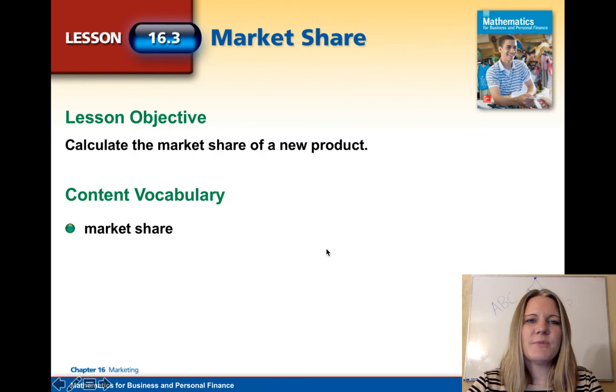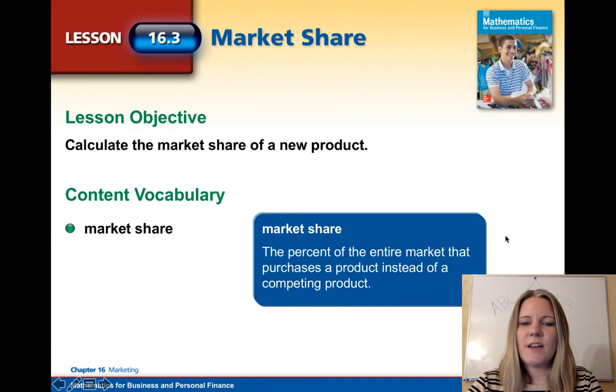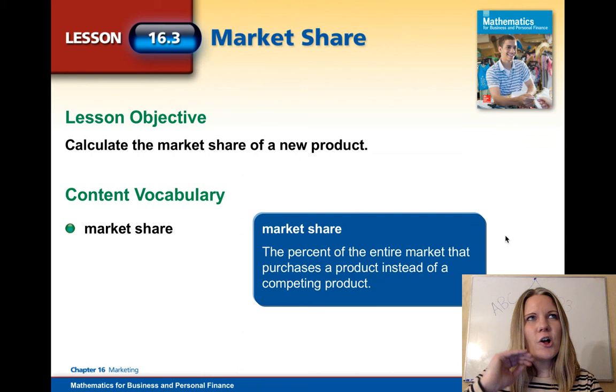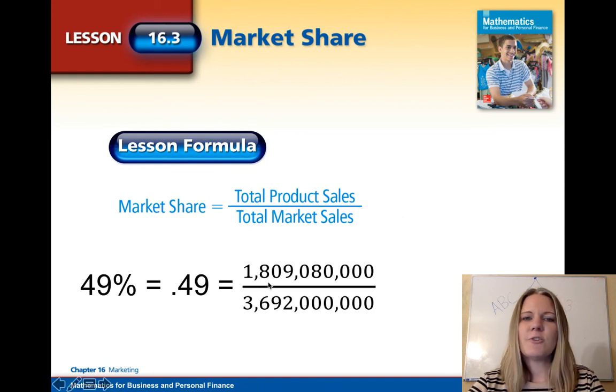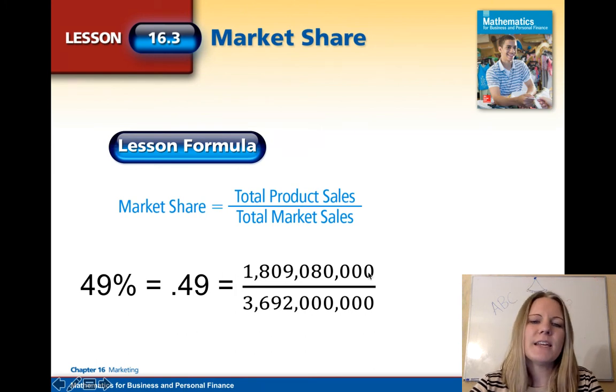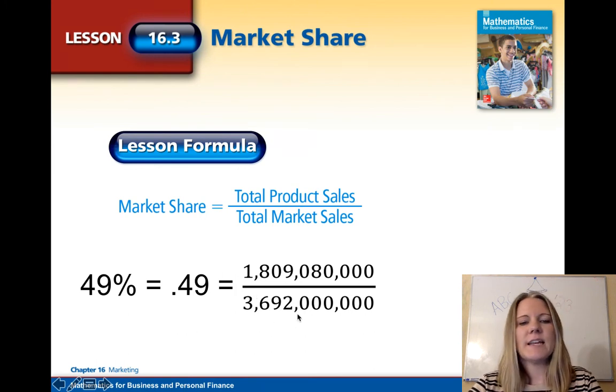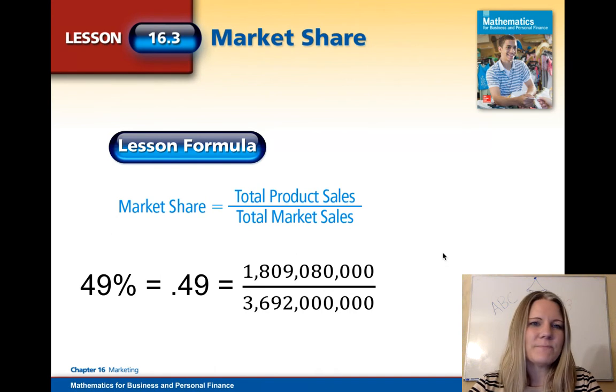So market share, we dig deeper into in section 3, and market share is the percent of the market versus the competing market. So market share, Coca-Cola has a big market share of soda products. So calculate that using a division problem. It's a part over whole type of calculation. So for Coca-Cola, about 1,809,000,000 out of 3,692,000,000 is about their 49% market share. So divide out those numbers that you find in those problems.